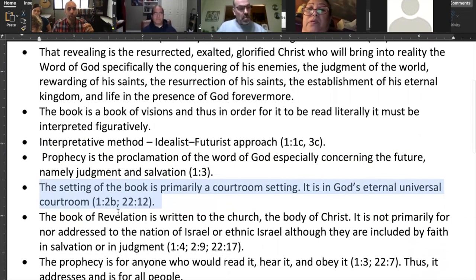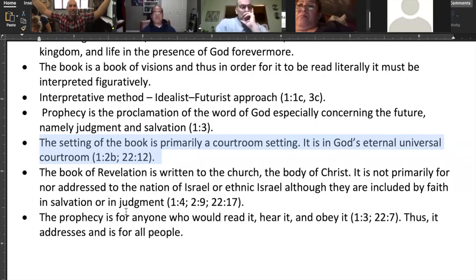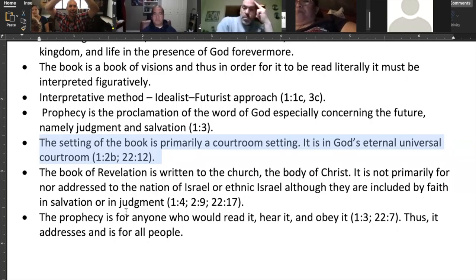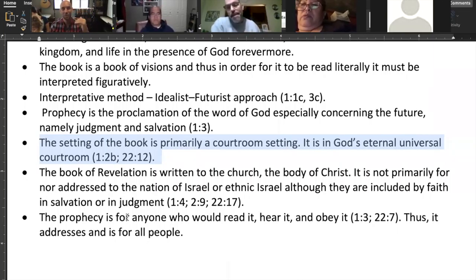Next. The setting of the book is primarily a courtroom setting. It is God's eternal universal courtroom. So as we read the book of Revelation, look for different metaphors, look for different courtroom images. They're going to be all over the book because the broader context is this massive courtroom setting in which the judge is declaring the verdict. And then the verdict is going to be implemented. The verdict will be declared, the verdict will be implemented, and the punishment and reward will be meted out.